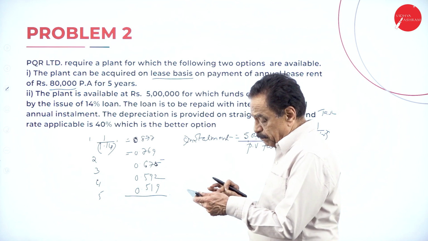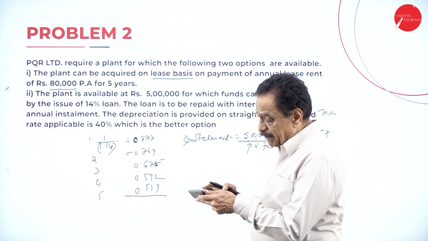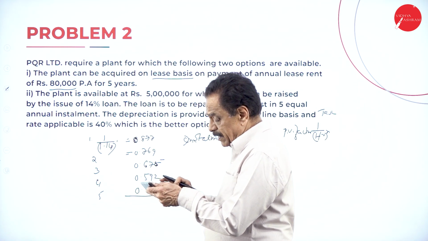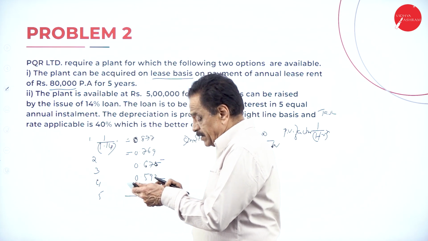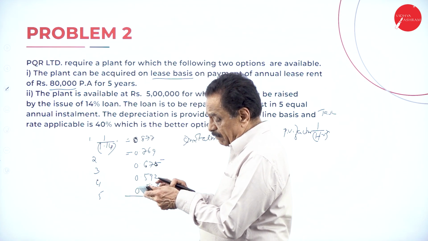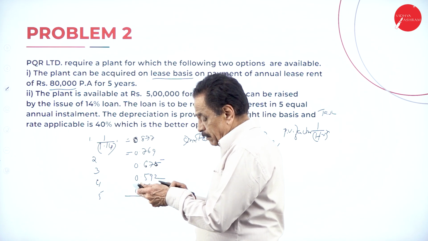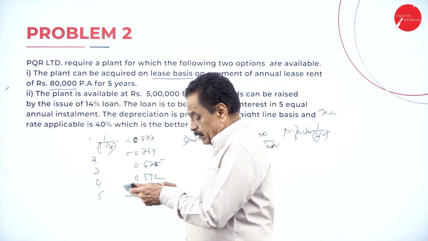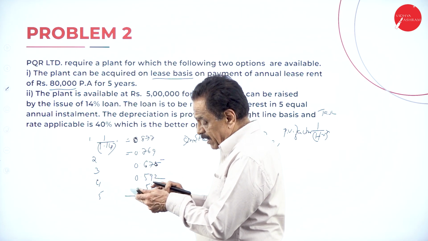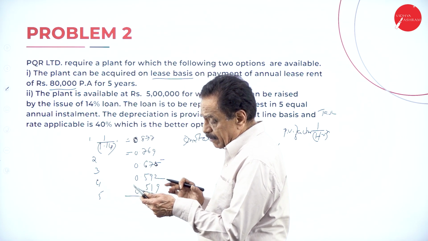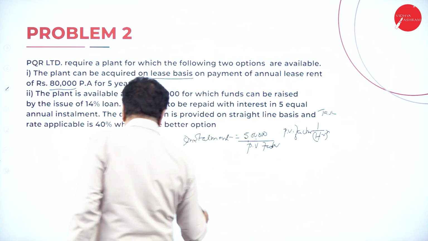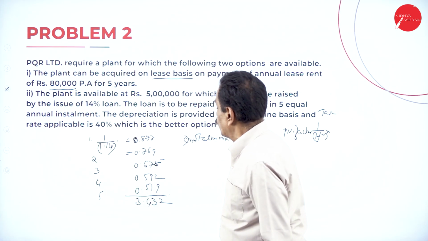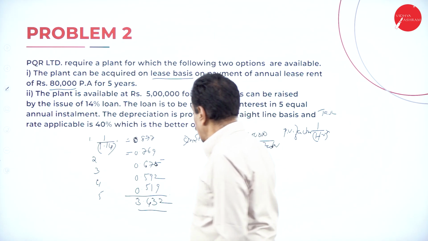First year 0.877 plus 0.769 plus 0.675 plus 0.592 plus 0.519 equals 3.432. So the total PV factor is 3.432.